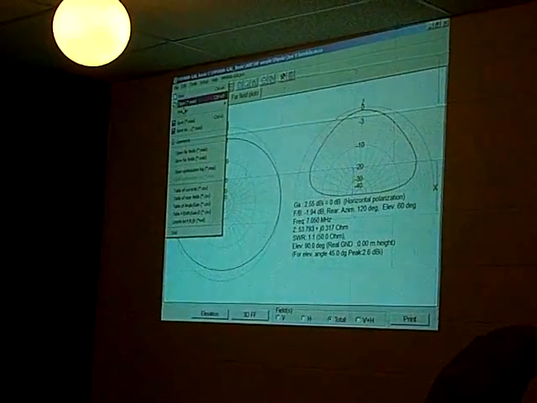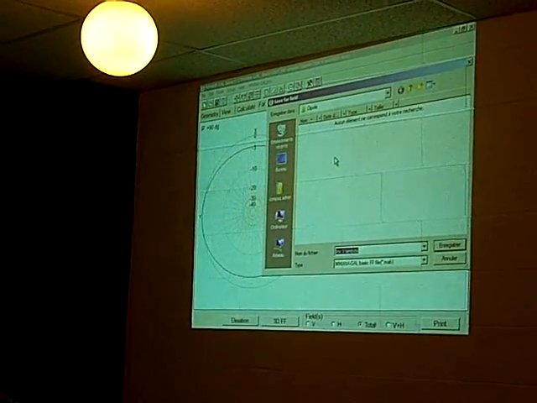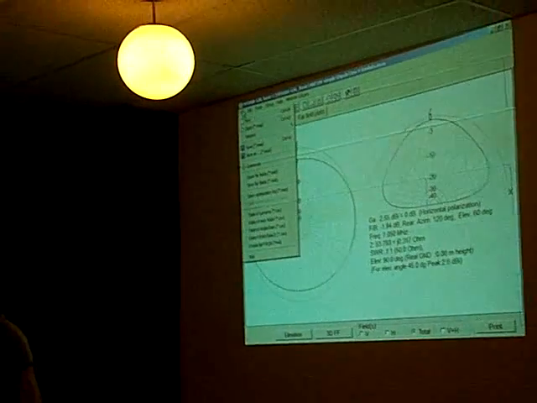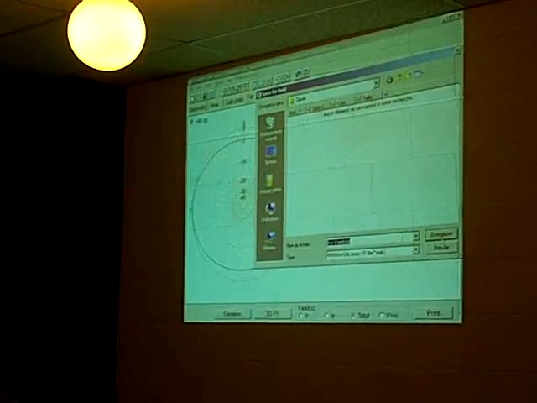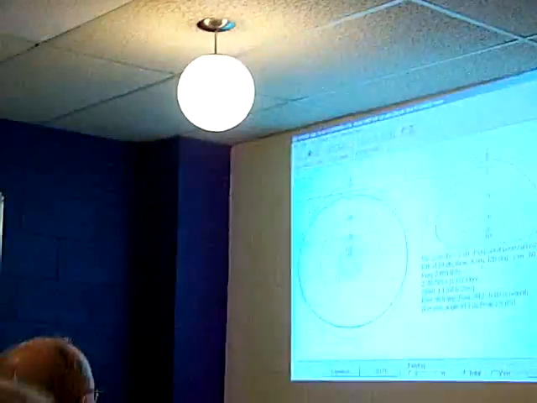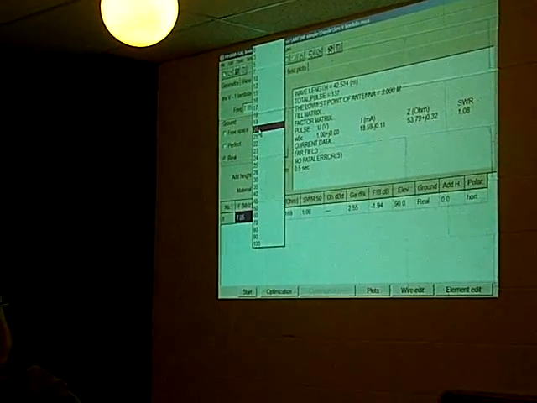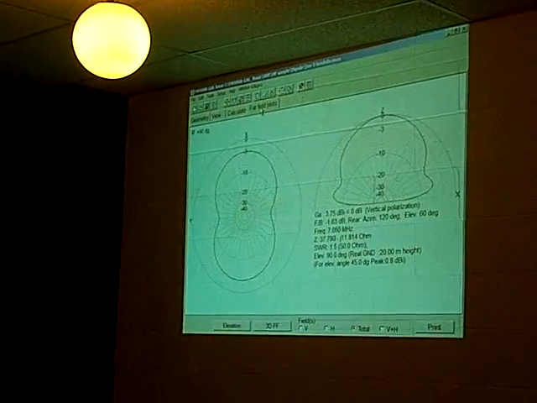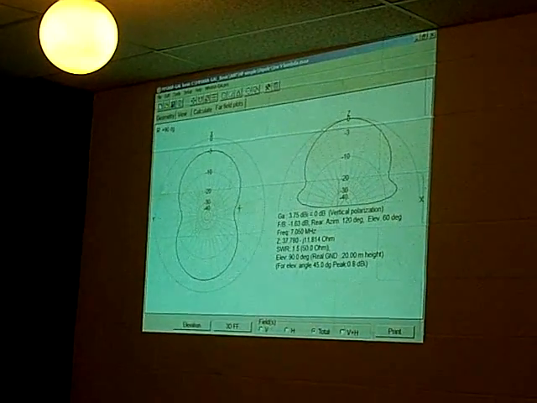I will save my plot. I'm not sure that I did that file. Save far field, okay. So we will call it low. Now I simulate higher, let's say 20 meters. Okay, and now I make a comparison. I don't know which one it is.